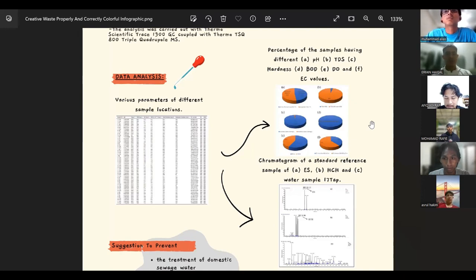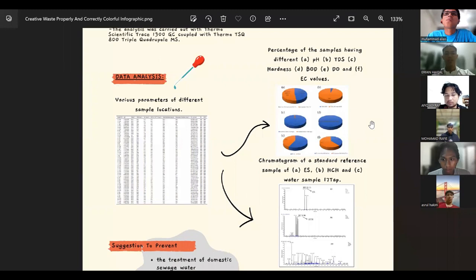Okay, next I will explain about the other various parameters such as TDS, or total dissolved solute, where TDS represents the bicarbonate, chloride, and sulfate salt of calcium, magnesium, potassium, and sodium in the water. The permissible limit for TDS in drinking water sample is up to 500 mg per liter, and most of the water samples observed had TDS below the prescribed limit.